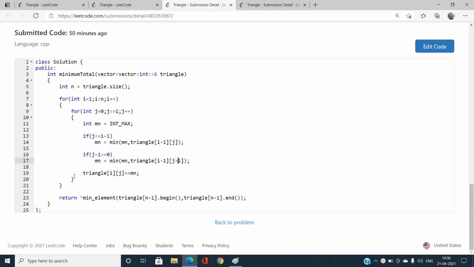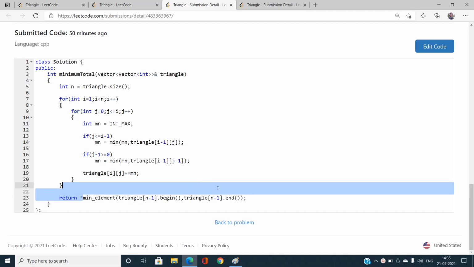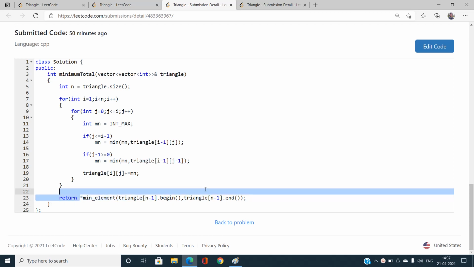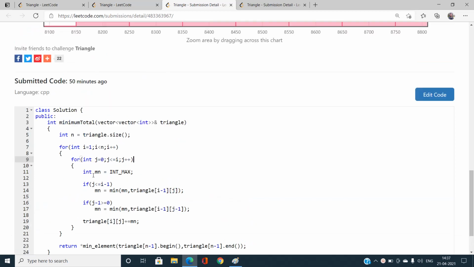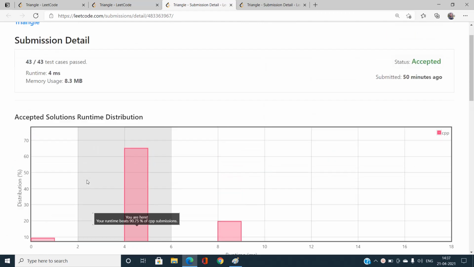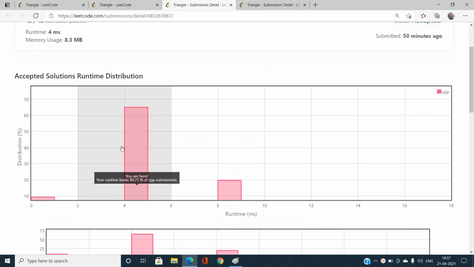Okay, so finally, what should be our answer? The minimum of all the values of the last row. Okay, any of the columns of the last row can give us the answer. So I just need to find the minimum value, and I have returned the minimum value for the last row over any of the columns. Okay, so this will have a runtime beats of 90.75% of C++ submissions.